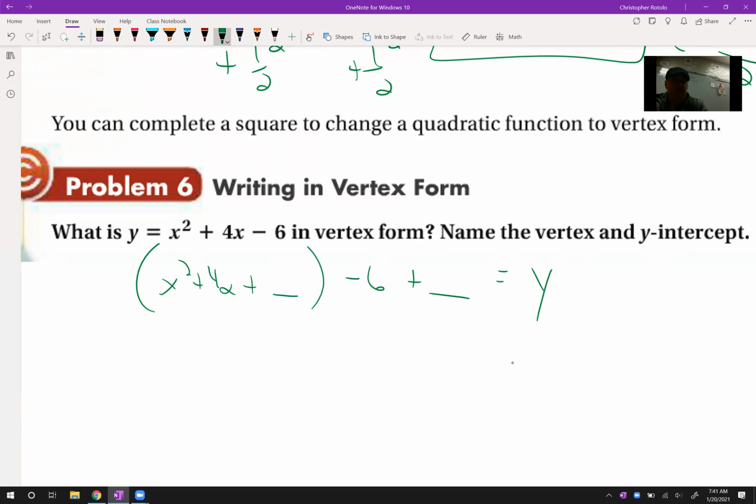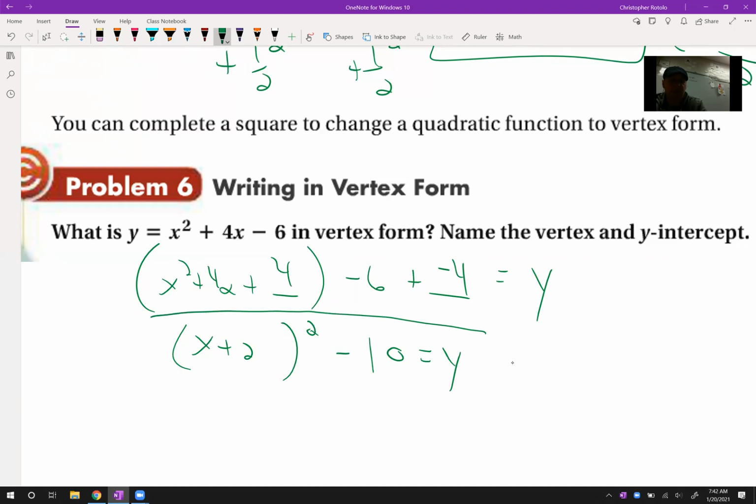So this is normally what happens. We're going to take this whole thing here and say, all right, this would be x plus 2, right? Half of 4 squared is 4. Now, the difference is I'm on the same side of the equal sign. So if I add 4, I also have to subtract 4. So that means that we get minus 10 equals y. And when we start looking at vertex form, this is going to give us a vertex of -2, -10, because the inside is opposite and the outside is true. So that's one way we can work with that.